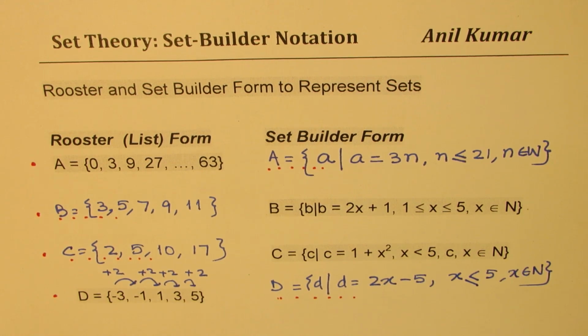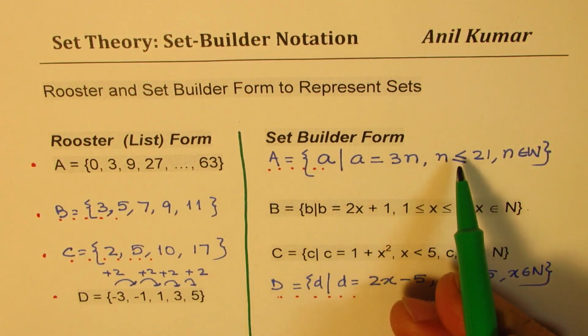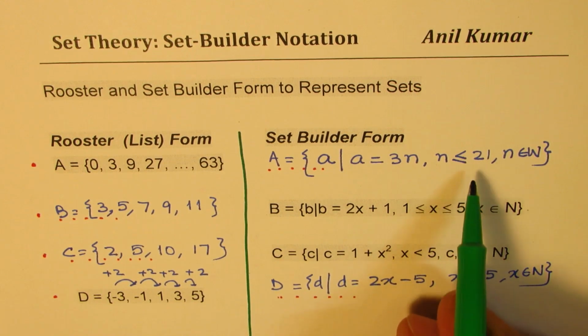So in this exercise you have learned how easy it is to represent sets in either roster form, also called list form, or set builder form. Remember, in the roster form we always mention all the elements. In the set builder form we have to build the set from the given condition.